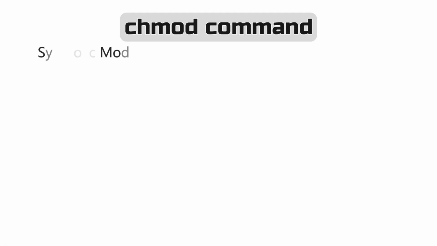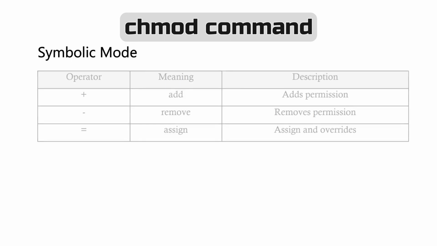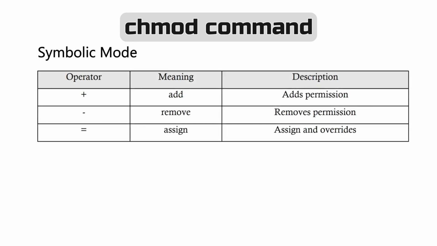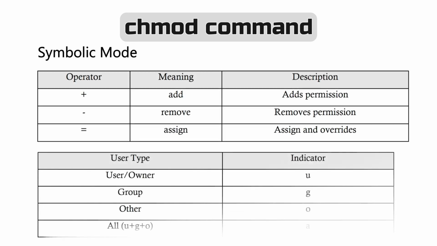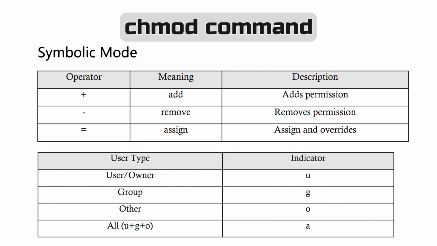Let's discuss the second mode for the chmod command, which is symbolic mode. In this mode, instead of using octal digits, we make use of characters. For owner user, we use a small u, for group user, we use a small g, and for other user, we use a small o. And for all users, we can use a small a. For adding some permission, we use the plus sign. For removing the permission, we use the minus sign. And for assigning the permission, we use the equal sign. Please note, the assign operator removes all the previous permissions.